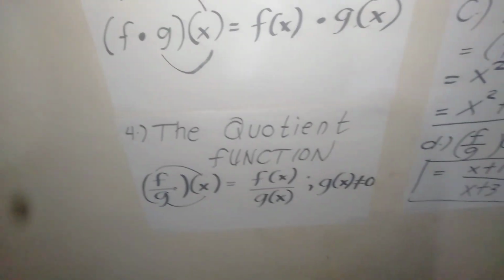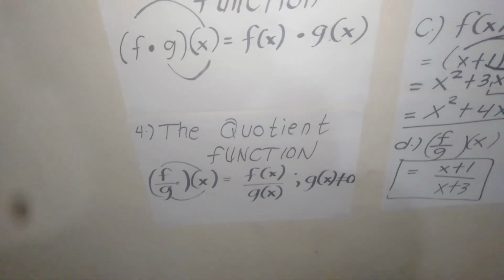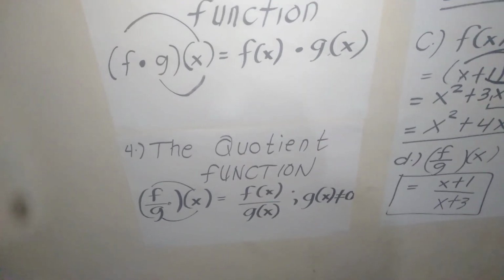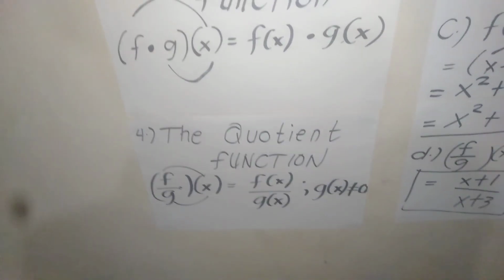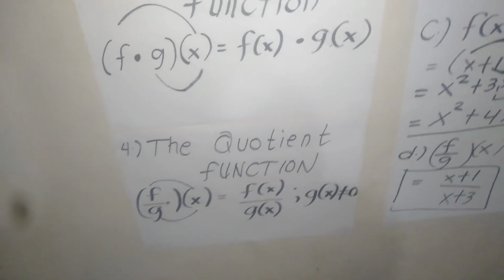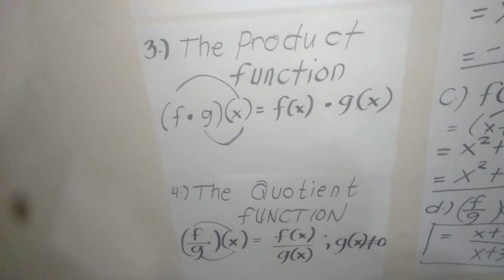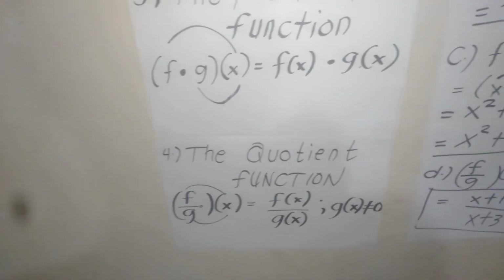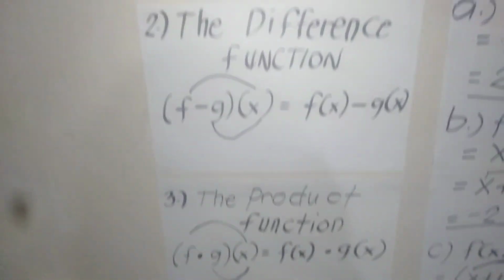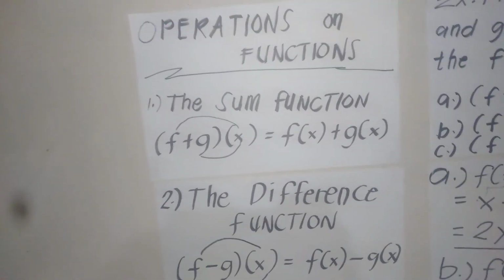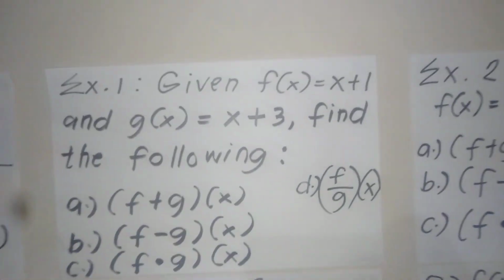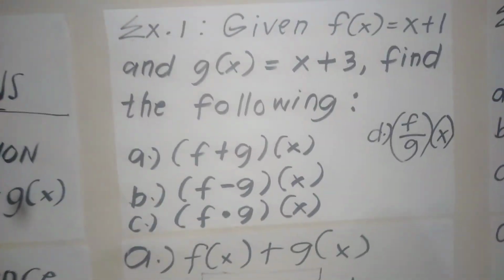Division na siya. So f of x over g of x, wherein g of x should not be equal to 0. What will happen di ay kung ang g of x mahimong 0? Yes, correct. It will become undefined. Now, I do believe that these concepts cannot be understood without examples. So let's have an example.